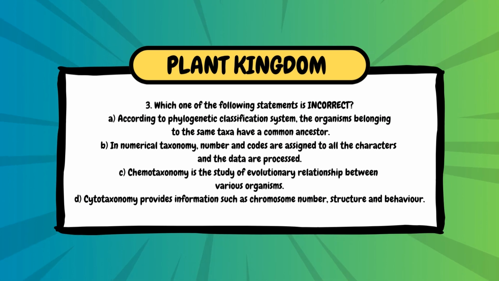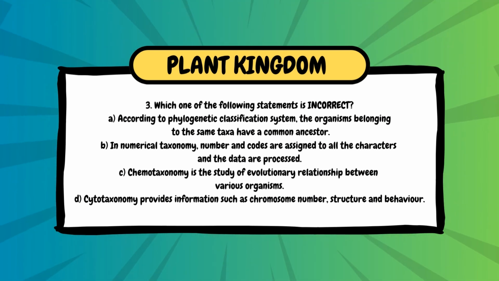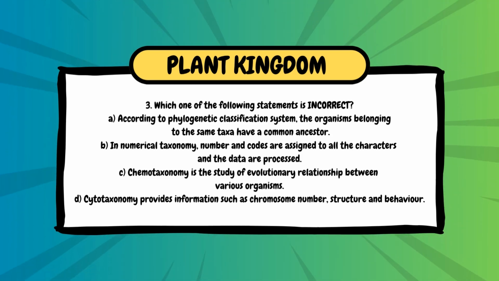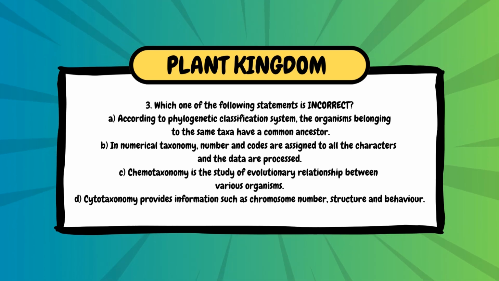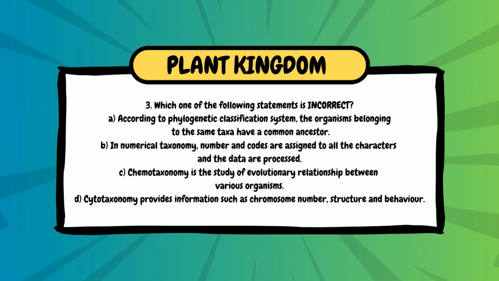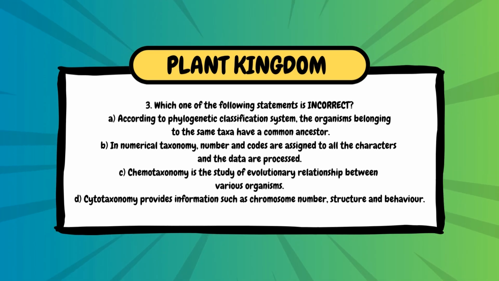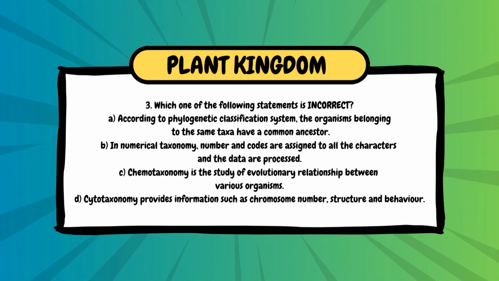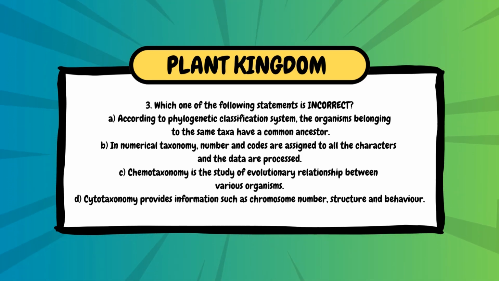3. Which one of the following statements is incorrect? A. According to phylogenetic classification system, the organisms belonging to the same taxa have a common ancestor. B. In numerical taxonomy, numbers and codes are assigned to all the characters and the data are processed. C. Chemotaxonomy is the study of evolutionary relationship between various organisms. D. Cytotaxonomy provides information such as chromosome number, structure and behavior.